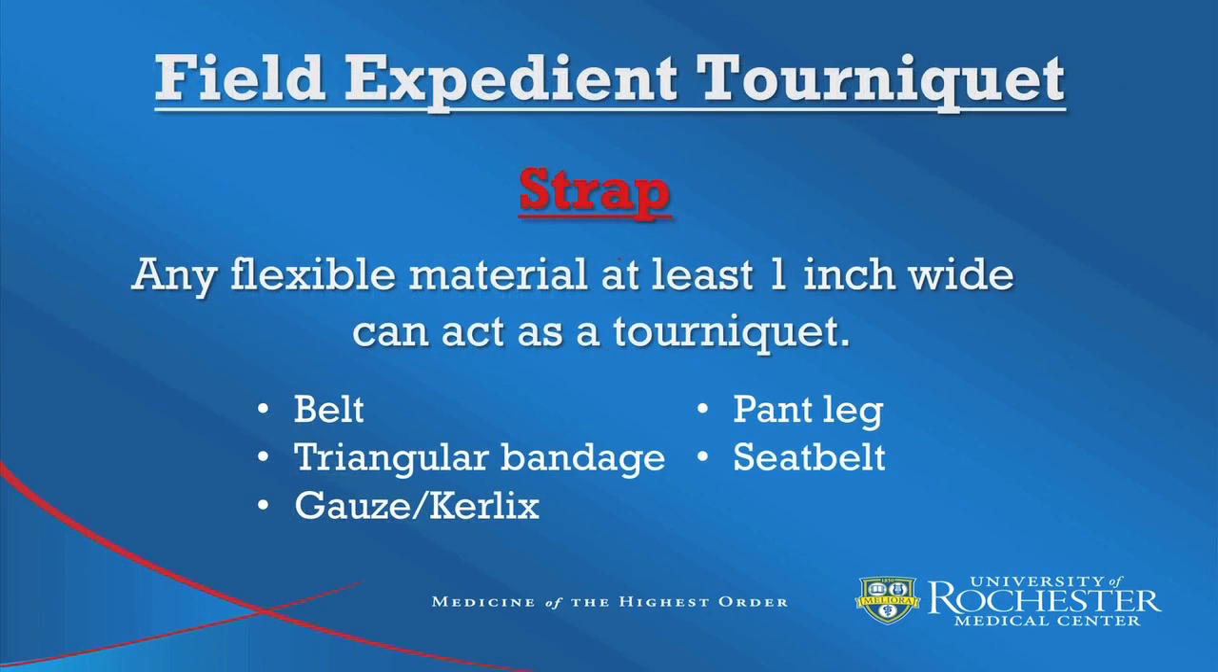A strap may be any type of flexible material that is at least 1 inch wide and long enough to wrap around an extremity. Examples of what can be used as a strap are belts, triangular bandage, roll of gauze, a pant leg or other strip of clothing, or a section of a seat belt.